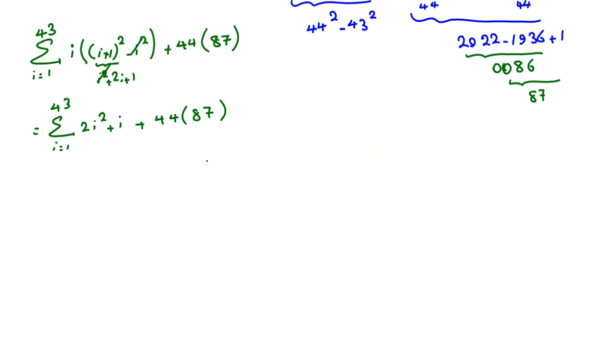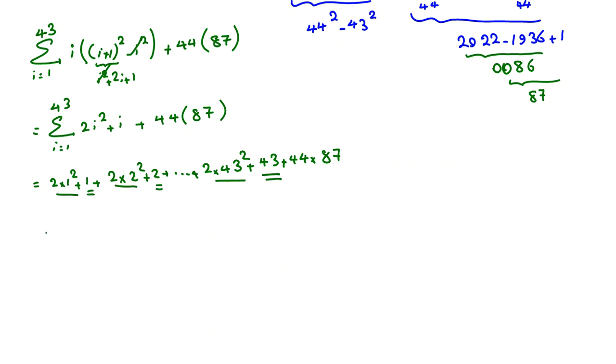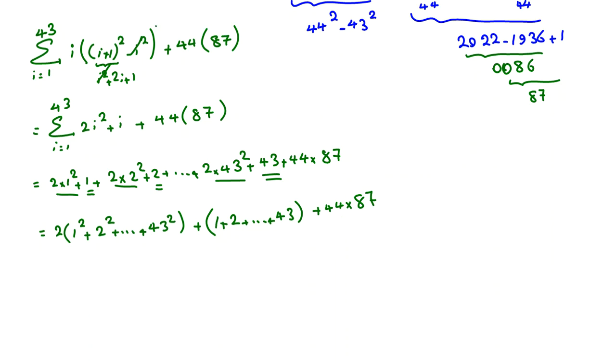Now, for calculating this, you say, okay, 2 times 1 squared plus 1, plus 2 times 2 squared plus 2, up to 2 times 43 squared plus 43, plus 44 times 87. Now here, if we consider these numbers, at first we consider these, then we consider these numbers. So if you factor out 2, it will be 1 squared, 2 squared, up to 43 squared, plus 1, 2 up to 43, plus 44 times 87. So pause the video, see, can you calculate this by yourself?